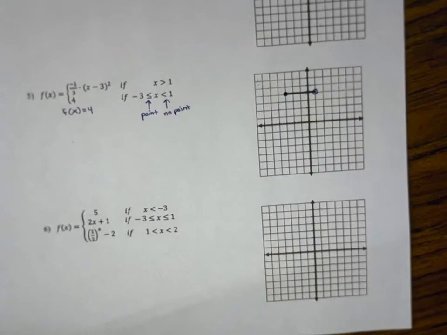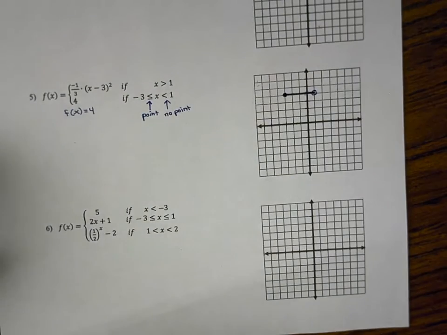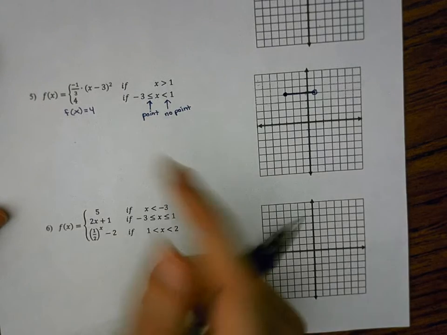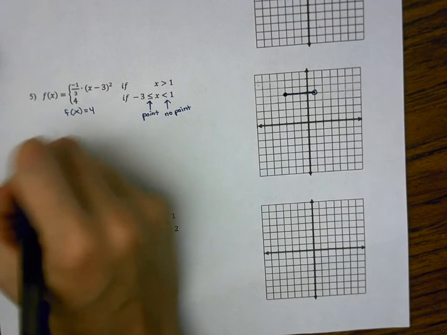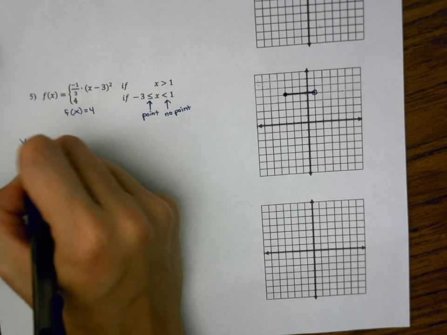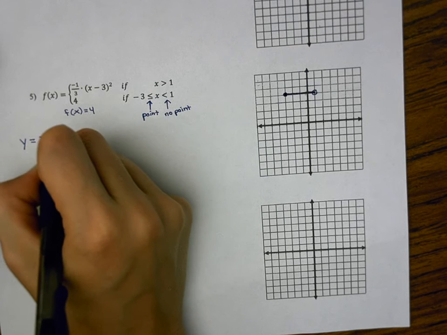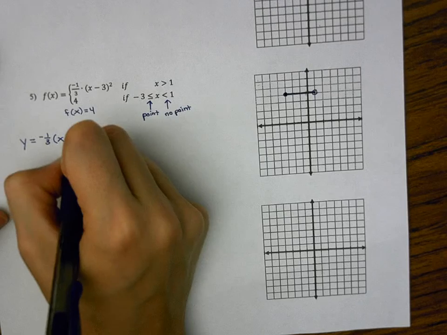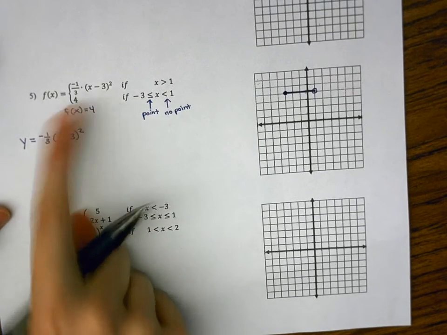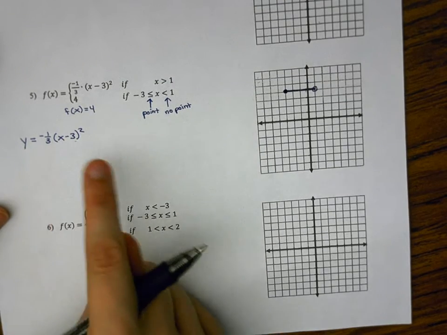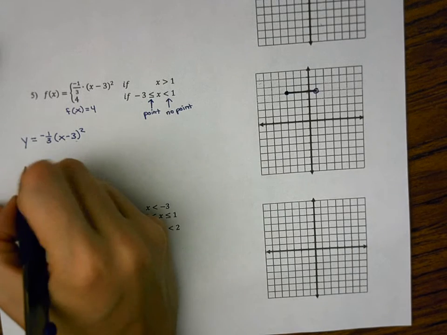Okay, and then next up we have our quadratic. Okay, so I'm going to rewrite our quadratic over here. Y equals -1/3 x minus 3 squared. Okay? So go ahead and, it's already in descriptive form, so what is my starting point?